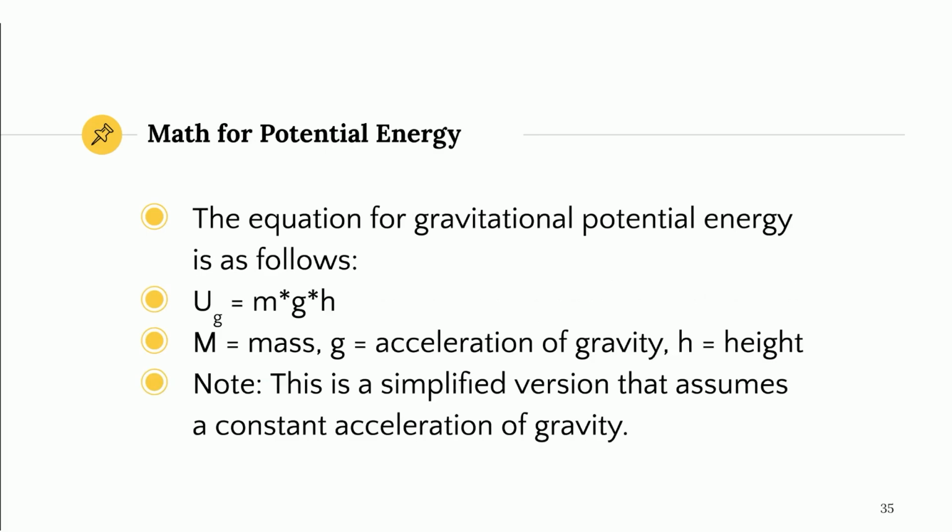So here's the math for potential energy. The equation for gravitational potential energy is as follows. U_g, which is the symbol for this, equals mass times g times height. Once again, m equals mass, g equals acceleration of gravity, h equals height. Note, this is a simplified version that assumes a constant acceleration of gravity. For robotics, this is completely fine. We're staying on the surface of the Earth. If we were making a satellite or a rocket, we might want to use different forms because as we get farther from the Earth, the value for g decreases, and therefore the gravitational potential energy will also change.